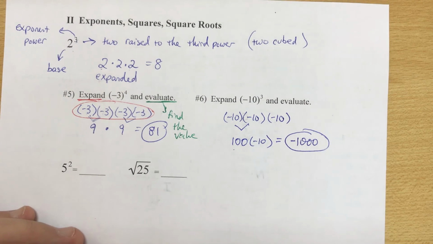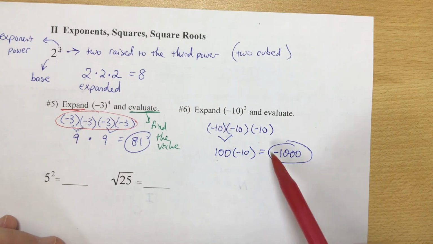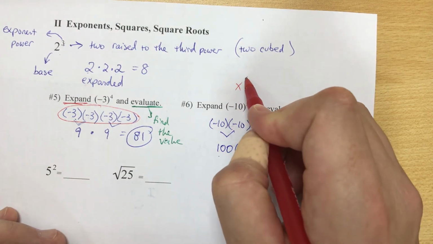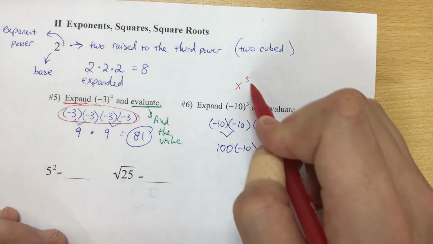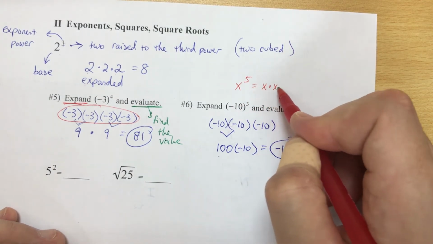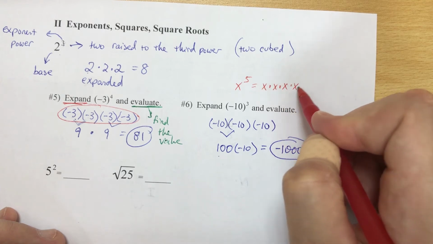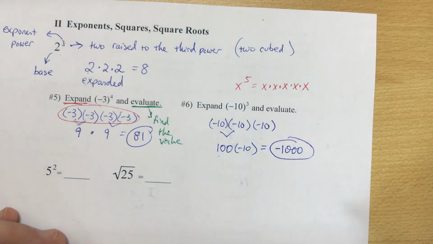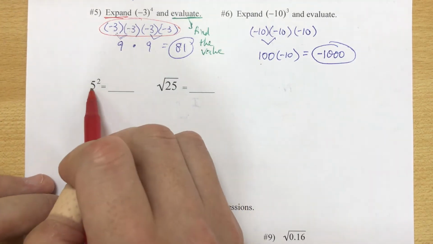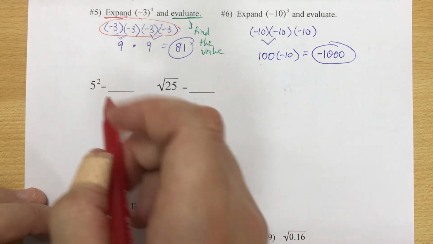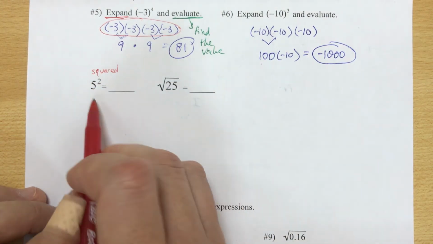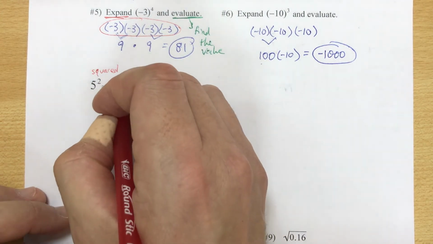Now, this even works with variables. I'm going to come back up here. If I wrote x raised to the 5th, where I don't know what this number is, it doesn't matter. I can still expand and multiply x by itself 5 times. Okay, so 5 raised to the 2nd, we would also say there's a shortcut to that. We say it's squared. That's 5 times 5, which is 25.